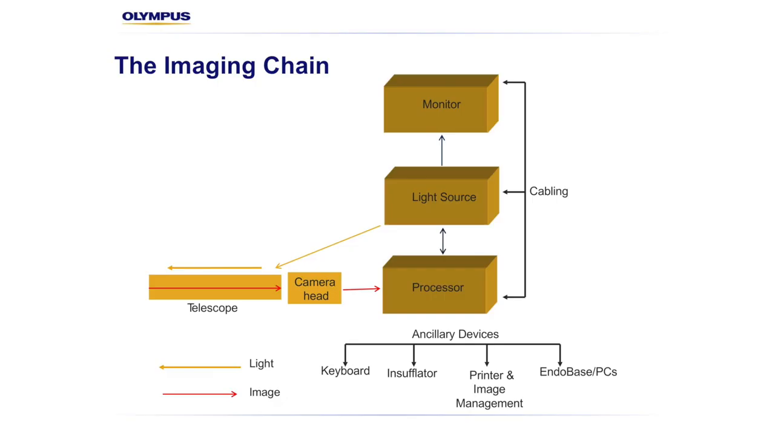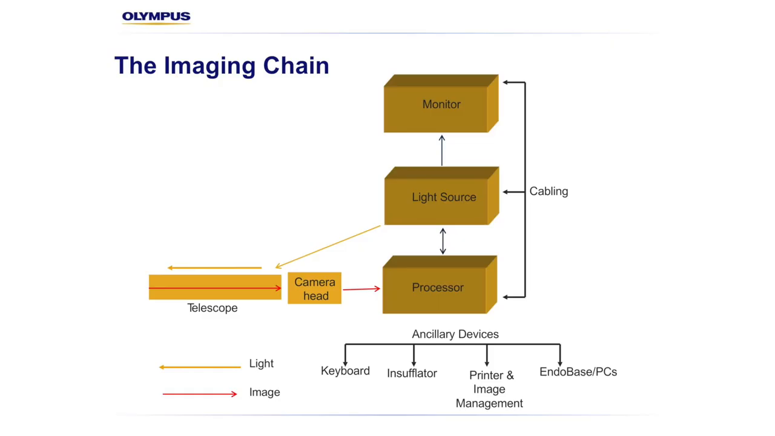The key is in understanding that the image on your monitor is a direct result of several specific components or links, with each of these links performing a specific role in the imaging chain. Therefore, the image resulting from your imaging chain is only as good as its weakest link.